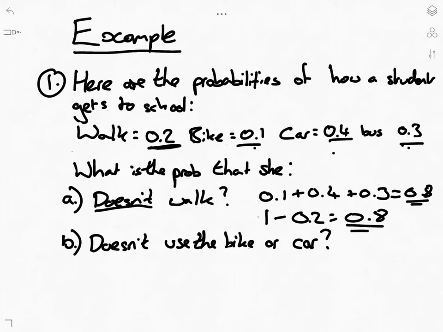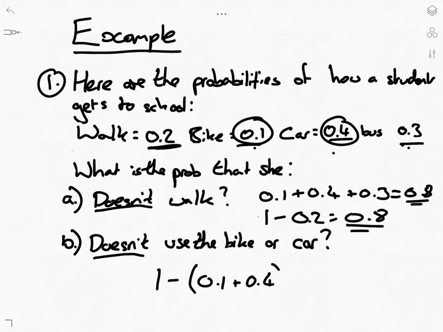So let's try that for the second part. What's the probability she doesn't use the bike or the car? Well, we're going to do 1 take away the probability she does. So here's the bike, here's the car. So 1 take away 0.1 and 0.4. And we just get 0.5. We can check 0.2 and 0.3. Yep, it's 0.5. So that's mutual exclusivity. It's quite a simple idea, but sometimes the questions are worded quite difficultly. So I'll talk through the questions quickly.